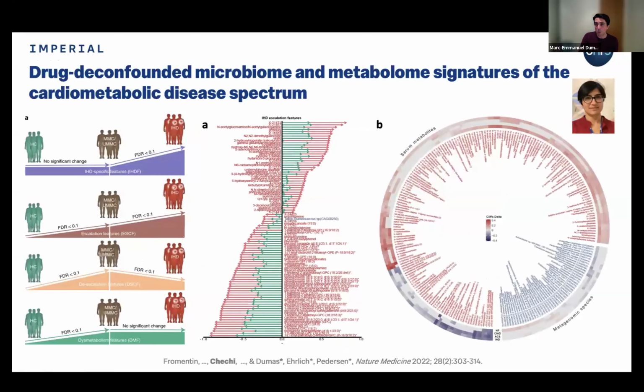What we then did next, and that's Kanta Chechi, who was and is a research fellow in the lab, we looked into the deconfounded signatures of the metabolome and the microbiome, and Sofia Forslund came up with this algorithm for deconfounding the impact of drugs.